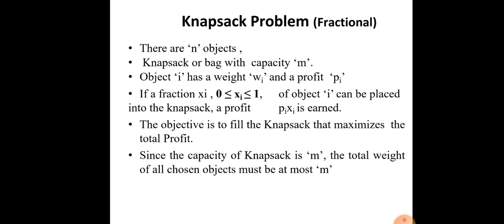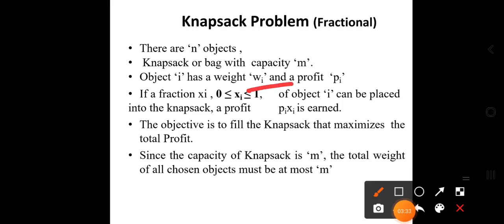Each object is represented by i, and each object has a weight wi and its profit is pi. If we consider a fraction xi, here the xi value is between 0 and 1. That is, we are taking a fraction part. 0 means not taken, 1 means fully taken. In between, we are selecting the fraction of that object i to be placed into the knapsack, and its profit is represented by pixi.